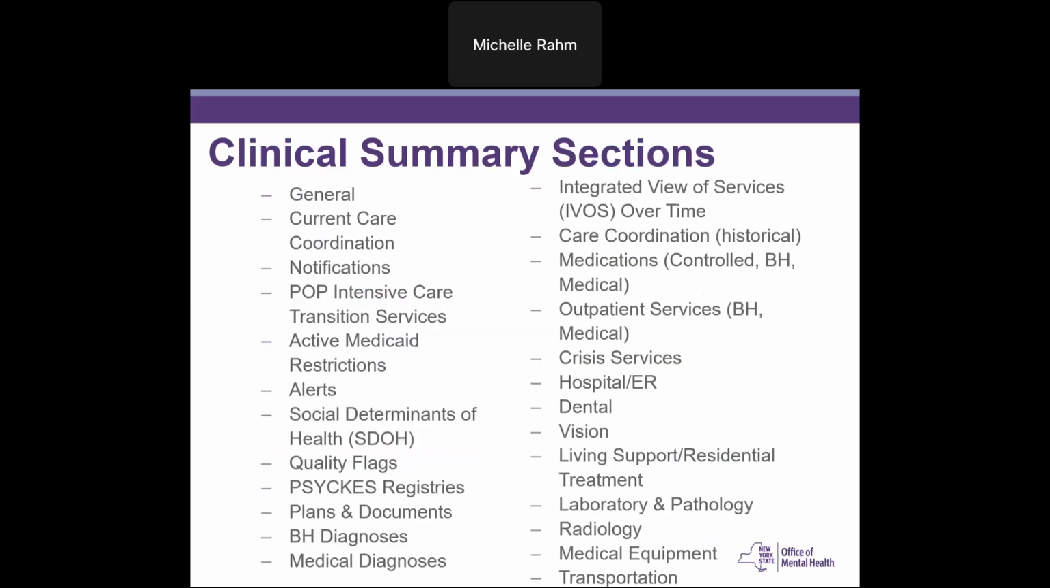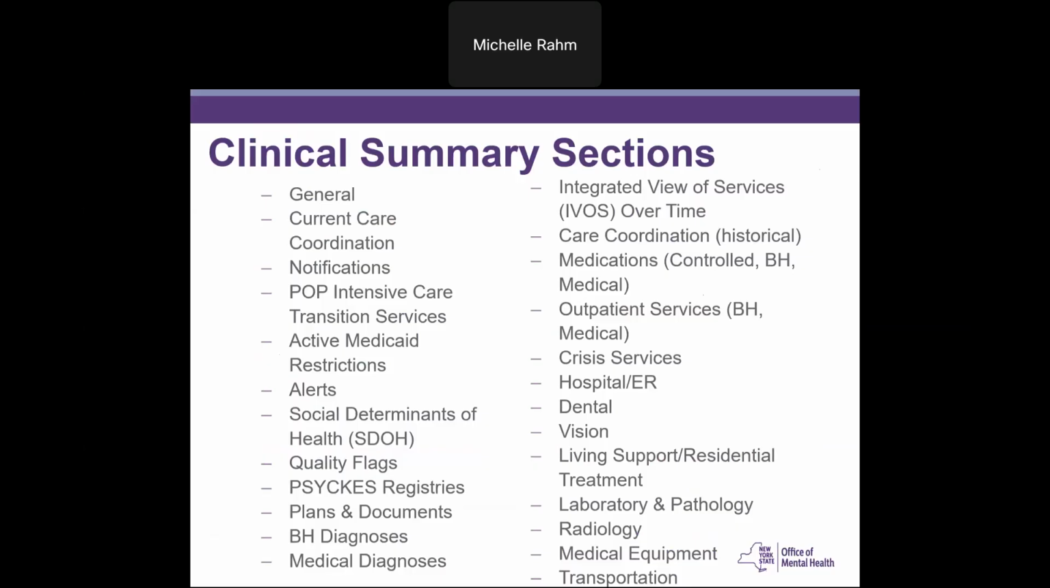So we have a number of sections that are included in that client level clinical summary. We have general information, current care coordination, notifications. We have POP, intensive care transition services. We have active Medicaid restrictions, alerts, social determinants of health, quality flags, PSYCKES registries, plans and documents, behavioral health and medical diagnoses. We have an integrated view of services over time graph.